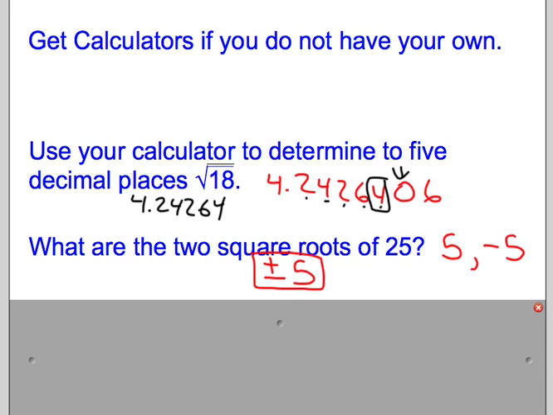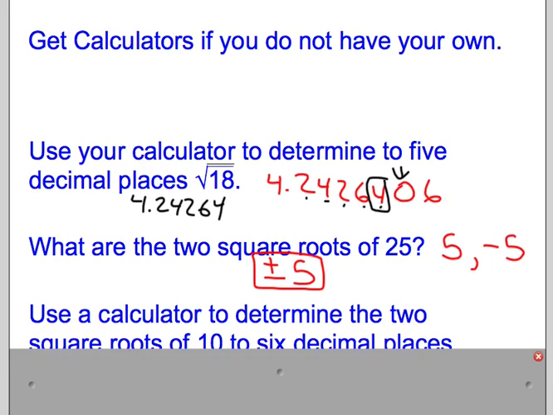Meaning positive or negative 5 would be the 2 answers there. So we have this extra idea now. When we're taking the square root of a number, what are the 2 possibilities that it could actually be? I know that's new. We've always talked about the square root of a number being the one number that could be times itself. But technically, it could be more than one.